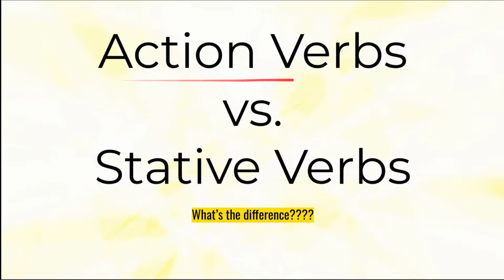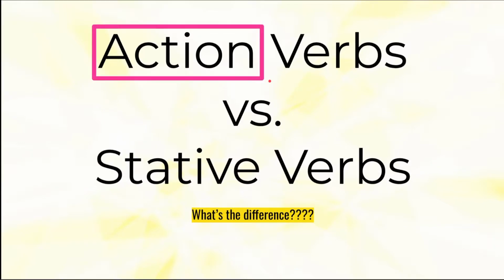Now, action verbs versus stative verbs. What's the difference between these? The easiest way to think about this is action verbs represent an action. If you can do the action, if you can show the action with your body or by moving something, then it's an action verb. Stative verbs represent a state of being. They are not actions. They're difficult to show with an action.